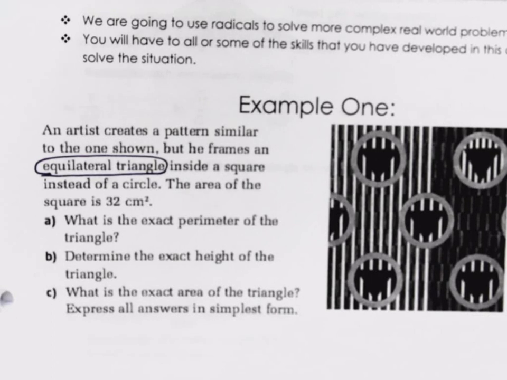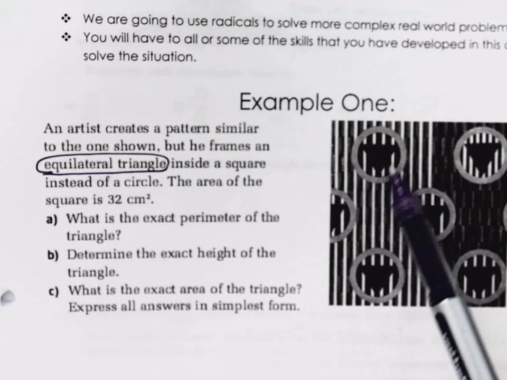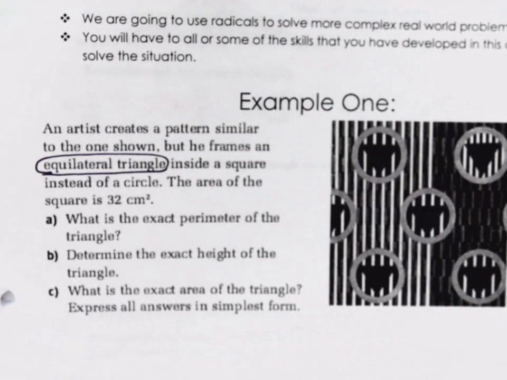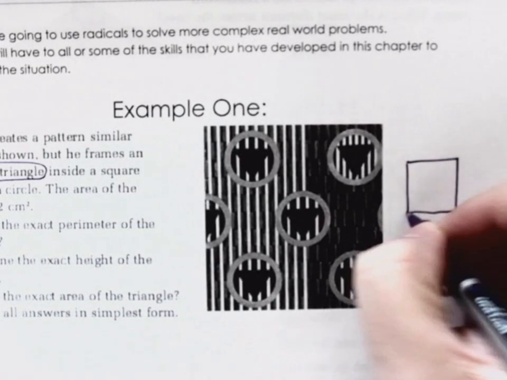In this pattern, we have a circle with an equilateral triangle inside of it. Now we're going to have a square with an equilateral triangle inside of it. So you're going to end up with, I'm going to do my best to draw this.